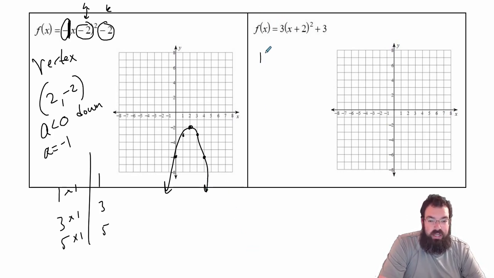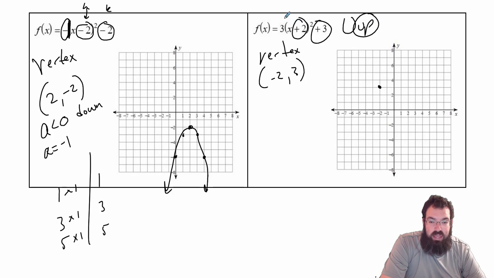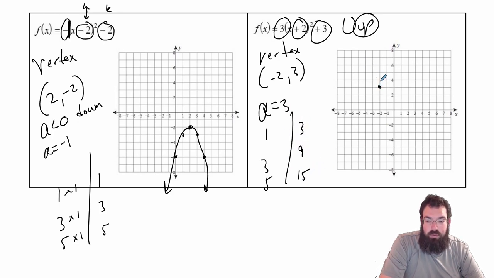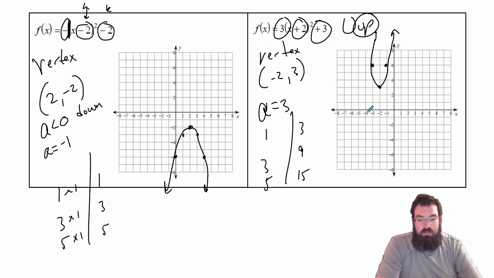This next one, what's the vertex? Flip the number inside. Same number outside, 3. So (-2, 3) is our vertex. This opens up because a is positive. So a is equal to 3. So our 1, 3, 5 rules become 3, 9, 15. So let's go up 3, 1, 2, 3 over 1, over 1. And I can't go up any further, so I am done. That's terrible. Let's try to fix that. That's a little bit better, but not much. Okay, and that one's done.